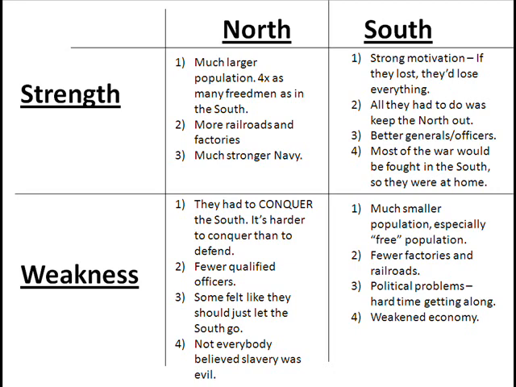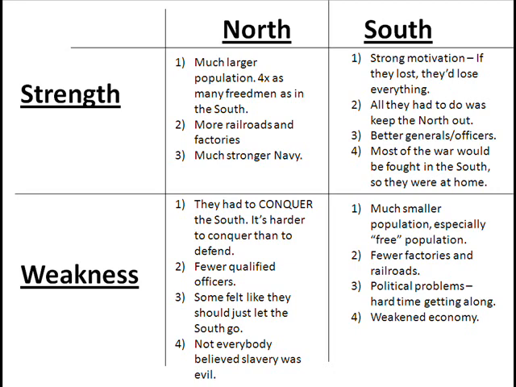And not everybody believed slavery was evil. So a lot of the people in the North weren't willing to fight to end slavery. So that's one of the reasons why Lincoln tries to make sure the goal of the war is to keep the Union together and not make it about slavery right away, because he was afraid some of the people in the North didn't want it to be about slavery.